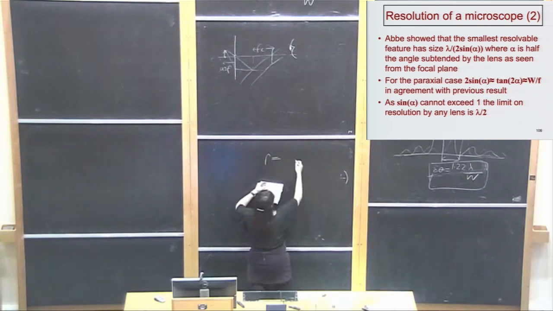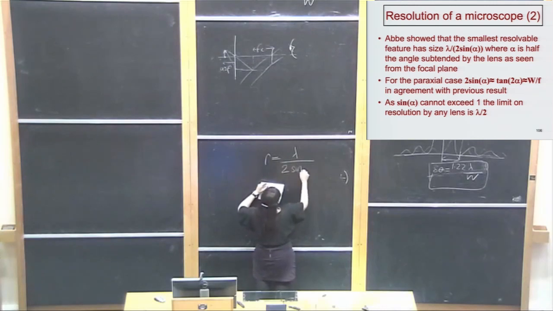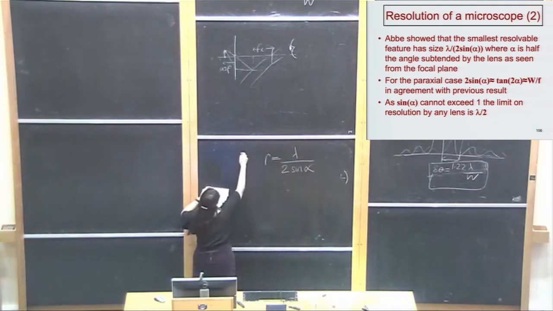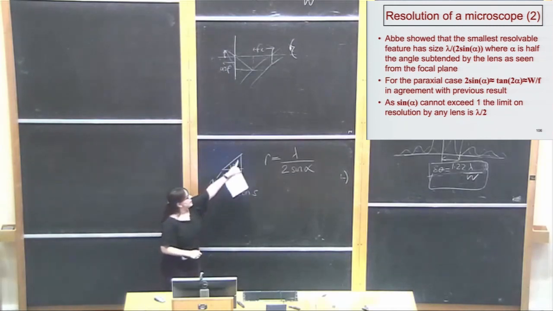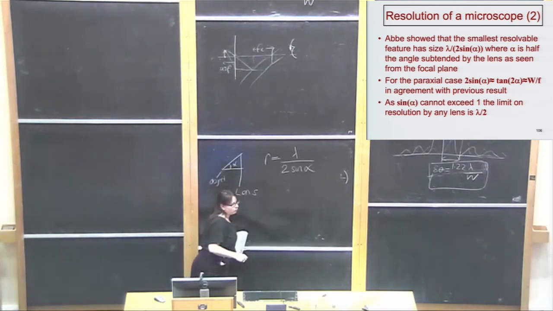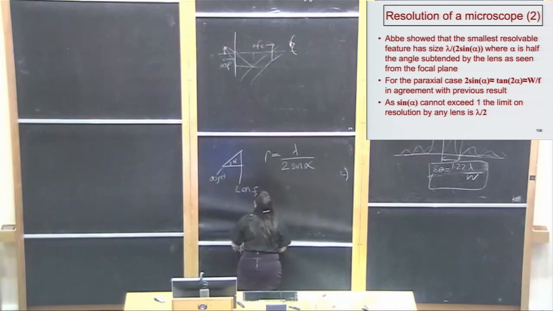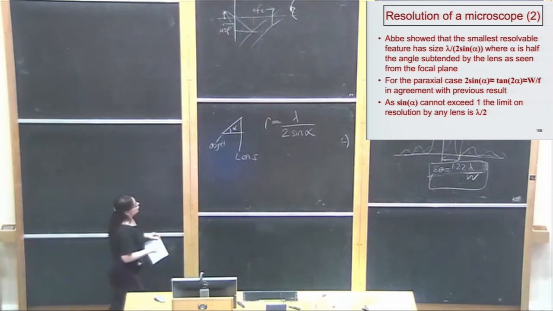What he showed was that the smallest feature you could resolve looked like this, where sine alpha is as follows. There's my lens, and let's say this is my object, and alpha is that angle. So it is the half angle subtended by the lens at the object, which is sitting roughly in the focal plane. So he showed that the smallest resolvable feature was given by that.